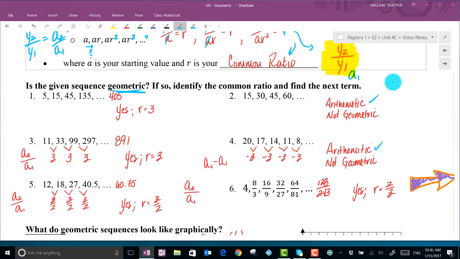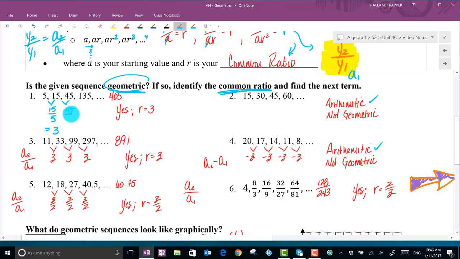If we do identify it as geometric, then we need to find that common ratio, which is just the constant value that comes up between the division of two terms. So let's look at this first one. Number 1 says we would take 15, the term we're looking at, and divide it by its preceding term. So 15 divided by 5 is 3. That's great.